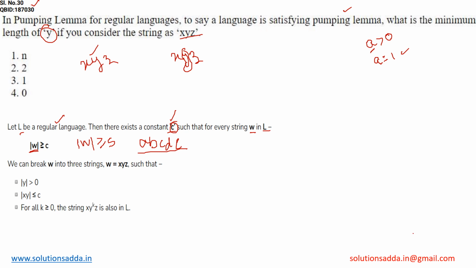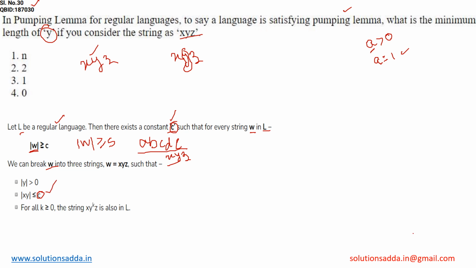So how can we determine the middle value, which is y? We can break w into three parts, so the combined string is represented as xyz, such that the length of y is greater than 0. What would be y? y will be the middle part of this string, and its length would be greater than 0. Also, the length of xy would be less than or equal to c.